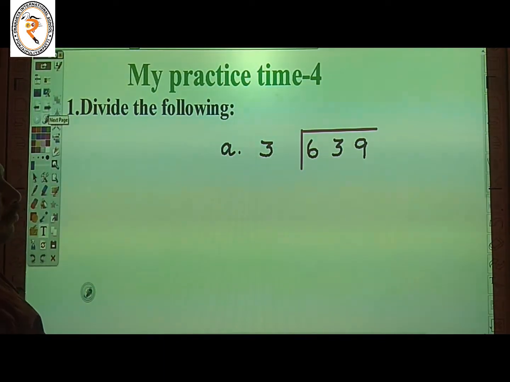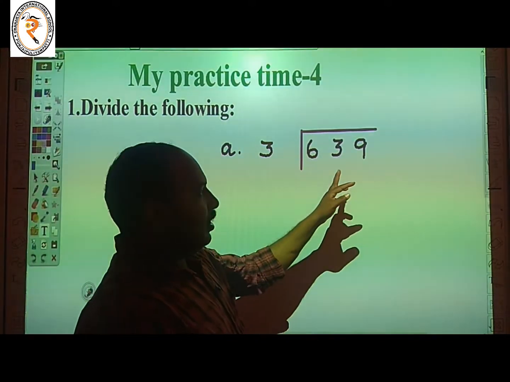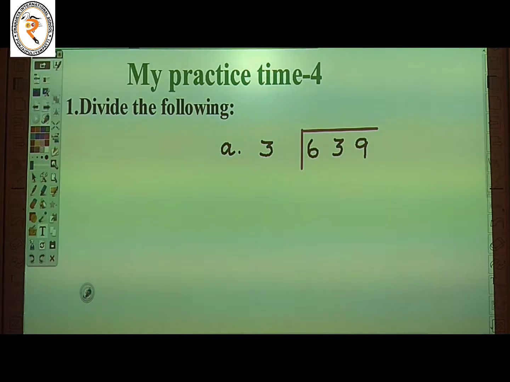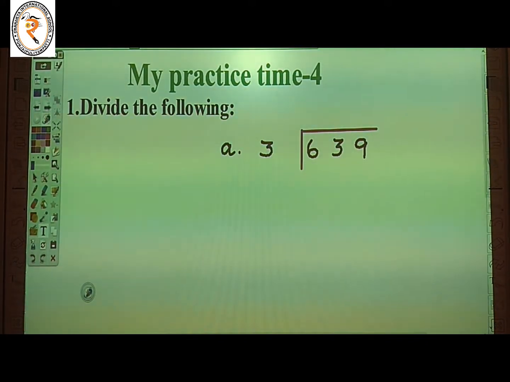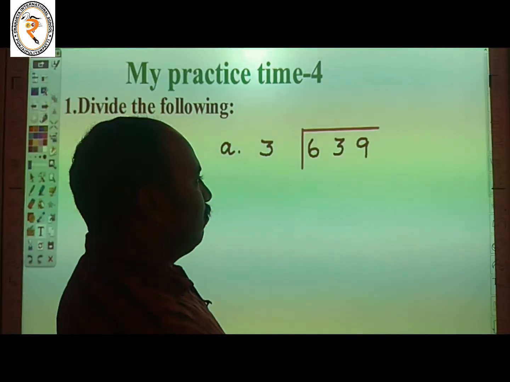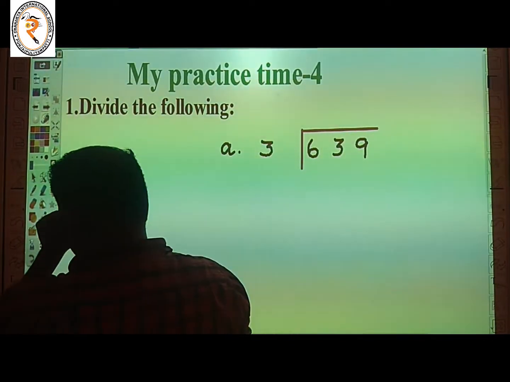My practice 10.4. Divide the following. Question number A: 639 divided by 3. 639 is a 3-digit number.